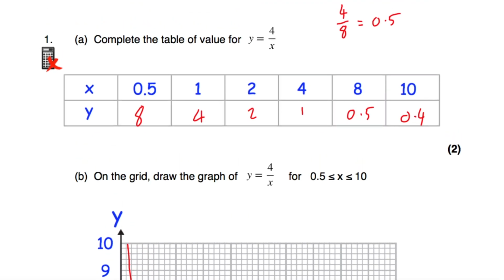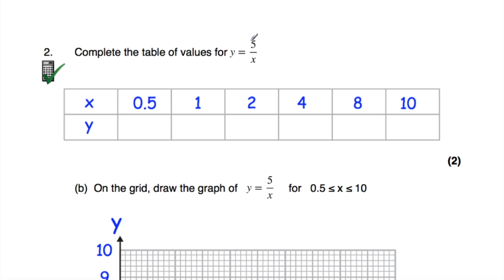Okay, let's look at question number 2. Question number 2 is similar. It's a calculator question this time, so that's quite nice. You can do the divisions on your calculator. We've got our table of values and we've been asked to complete it. So 5 divided by x: 5 divided by 0.5 is equal to 10. 5 divided by 1 is equal to 5. 5 divided by 2 is equal to 2.5.